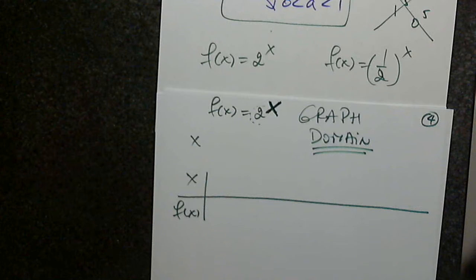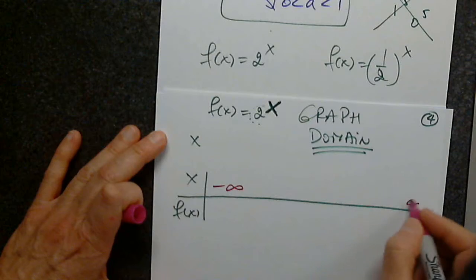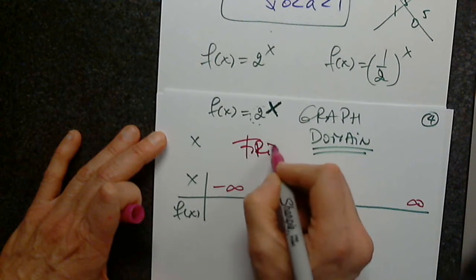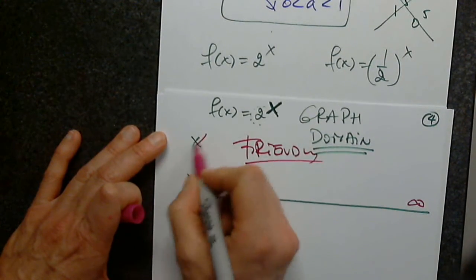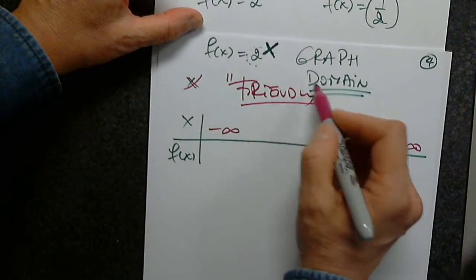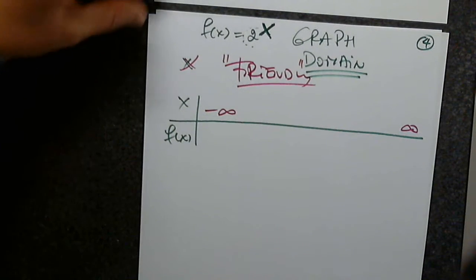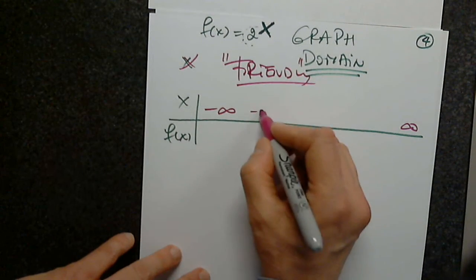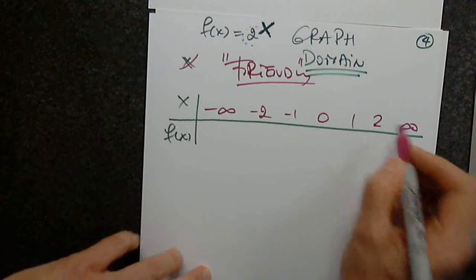It can be negative. I can take 2 to negative 3. It can be 0. I can take 2 to 0. And it can be 5. I can take 2 to the 5th. So then what is the domain of this function? Exactly. It's a friendly function. No restrictions. A nice function. Quote unquote, friendly. Good. So let's pick some numbers like -2, -1, 0, 1, and 2.